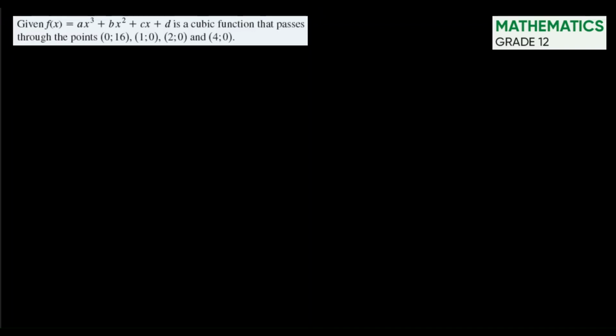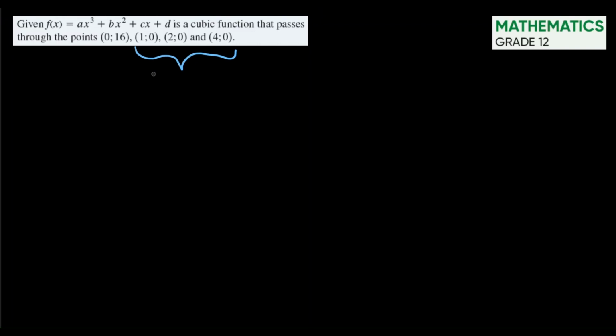So suppose you're given the question there, which is f of x is equal to ax cubed plus bx squared plus cx plus d, a cubic function that passes through the points. We have 4 points it passes through: (0, 16), (1, 0), (2, 0), and (4, 0). So the key thing here is to identify that there's a relationship between these 3 points.